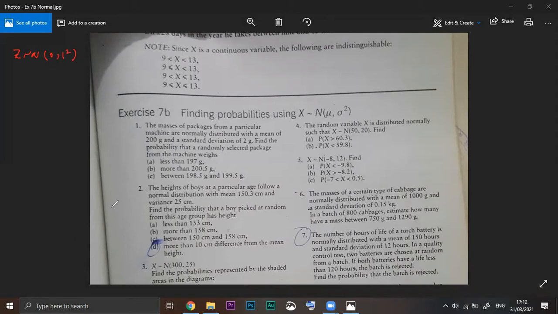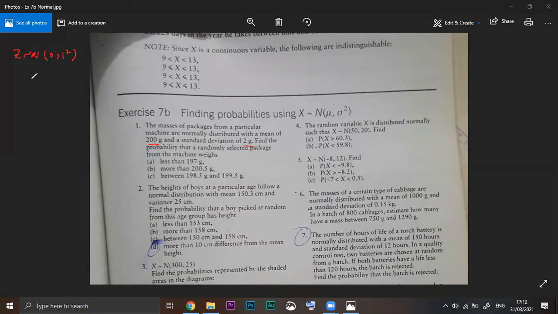Now today we will learn how we can convert any other normal distribution, which is not standard normal, into the standard normal distribution, and then use the table to find the probability for that distribution. Now read question number one. The masses of packages from a particular machine are normally distributed with a mean of 200 and a standard deviation of 2 grams.